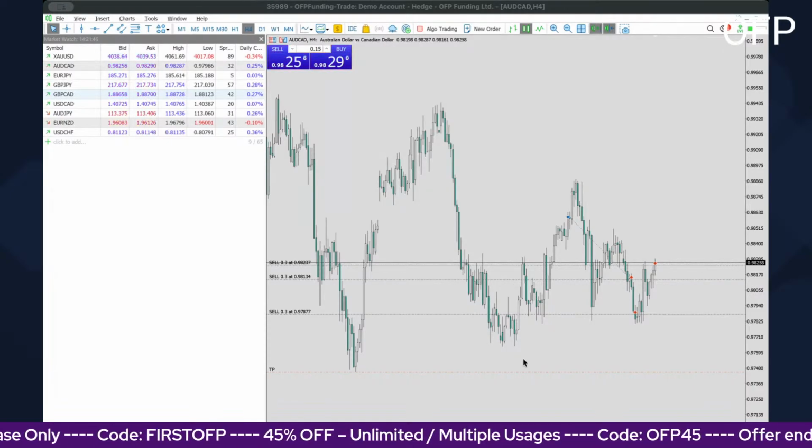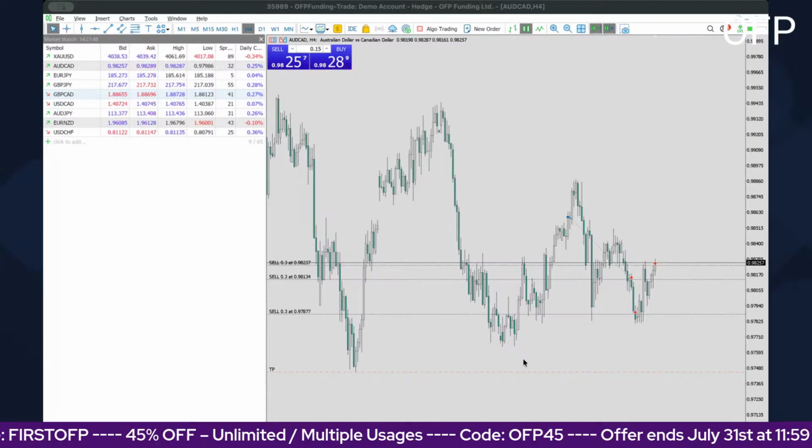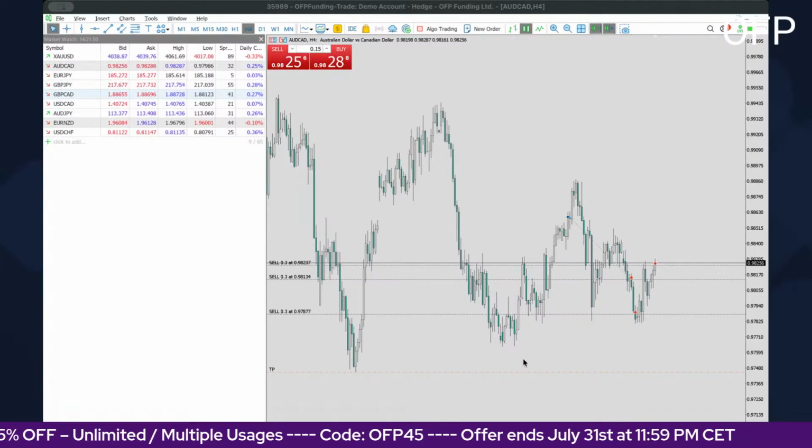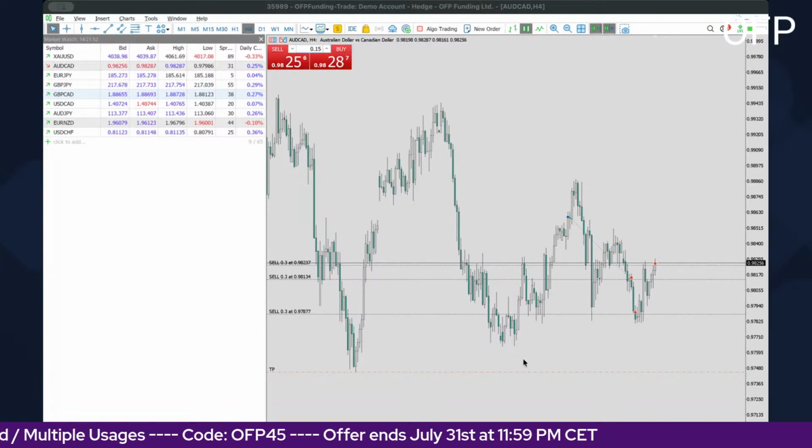Point of interest for taking profits, Trader Gump, is 4060. I'm looking to take profits there.